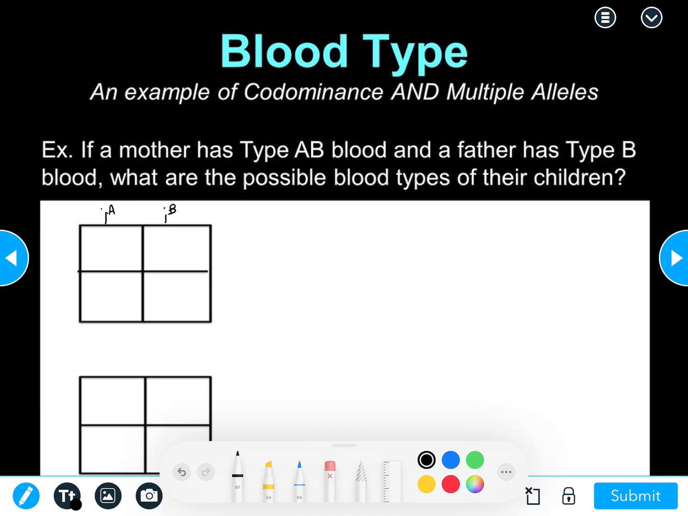She crosses with a father with type B. Here's what we don't know. We don't know if he is homozygous B or if he is heterozygous B. So we have to set up both. We know that she has to be this because only one letter is on each I. So now we cross it.